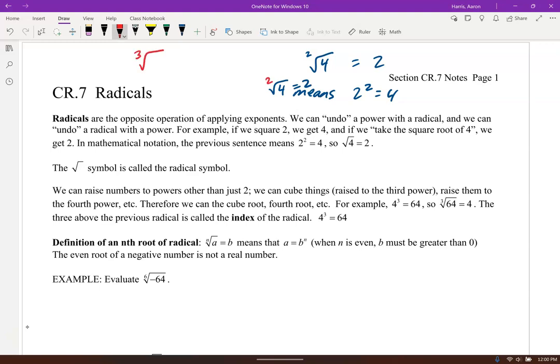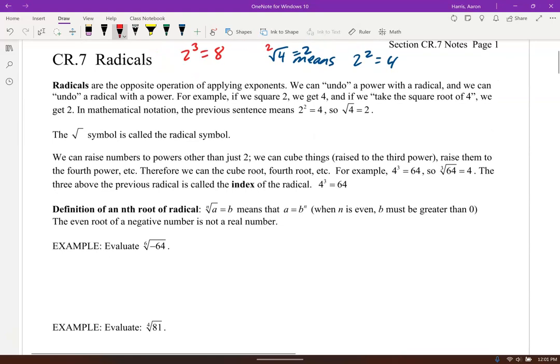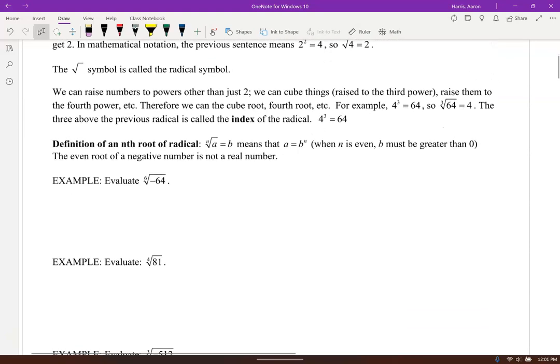The third root of 8 means 2 to the third is 8, right? So anyways, let's go ahead and evaluate a few here. We have a sixth root of negative 64. So here's the question. If I'm taking a sixth root of negative 64 equals what?